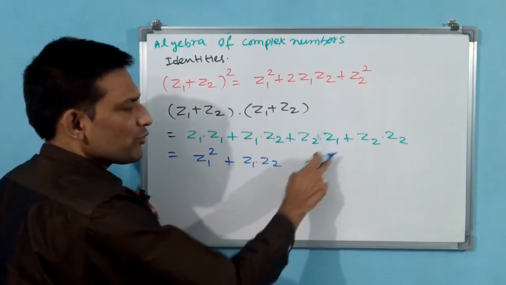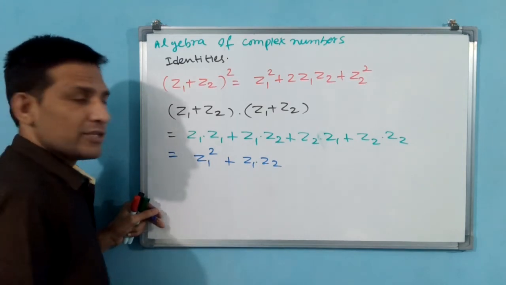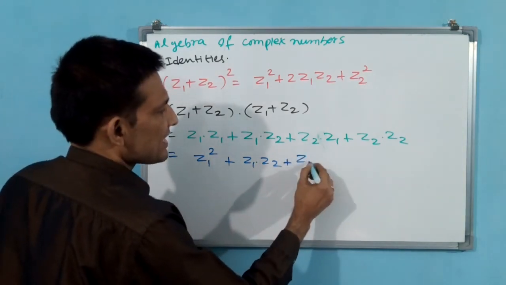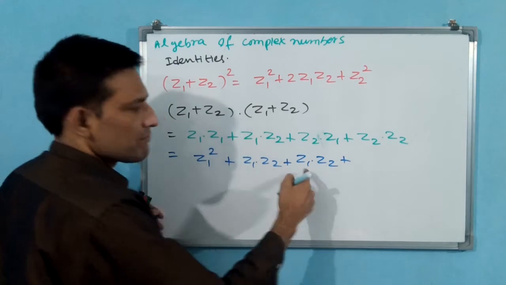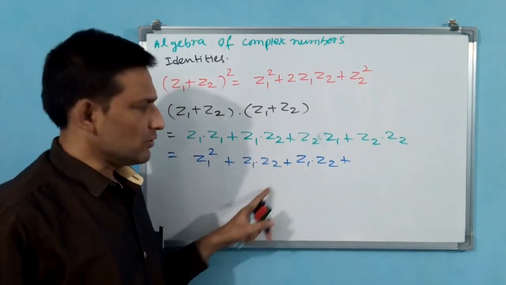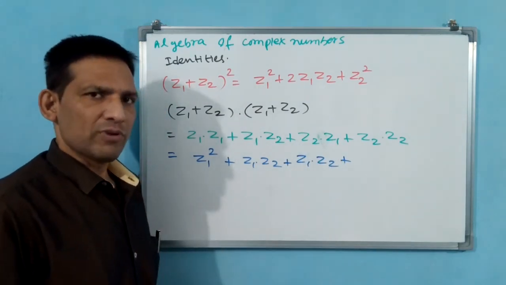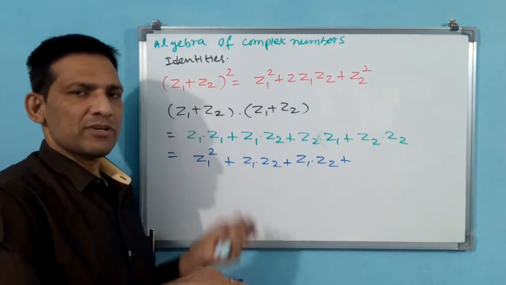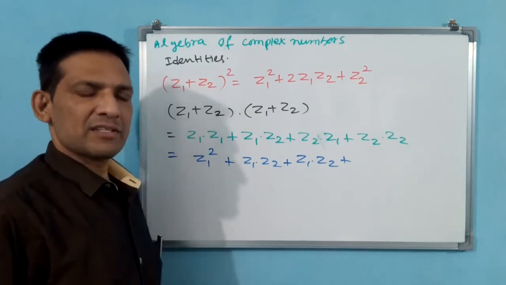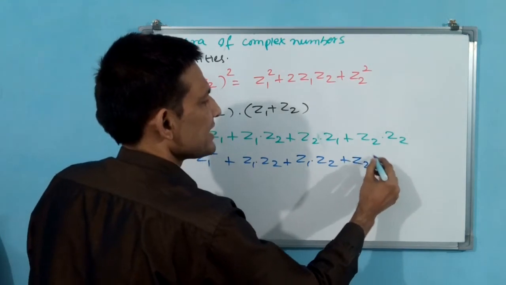But you see here, Z2 into Z1, we know the commutative law: Z2 into Z1 is equal to Z1 into Z2. So I am writing this again as Z1 into Z2. Commutative law, a into b is equal to b into a. Even for multiplication, we have seen the commutative law. Now Z2 into Z2, Z2 square.